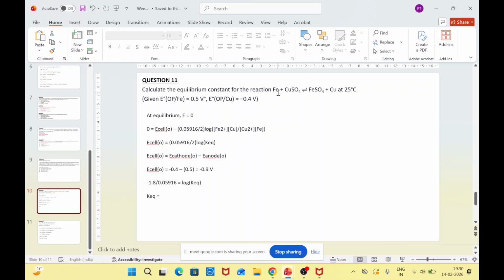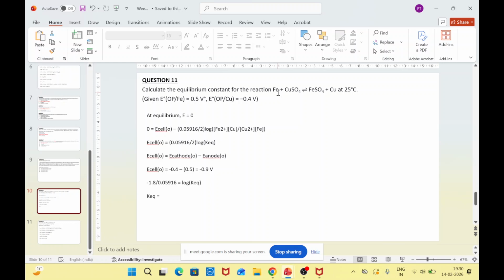Similarly, copper sulfate here, which is Cu2+, accepts 2 electrons to form copper in its elemental state, that is, zero oxidation state. So the one that undergoes oxidation is the anode, and the one that undergoes reduction is the cathode, and this is the general term.